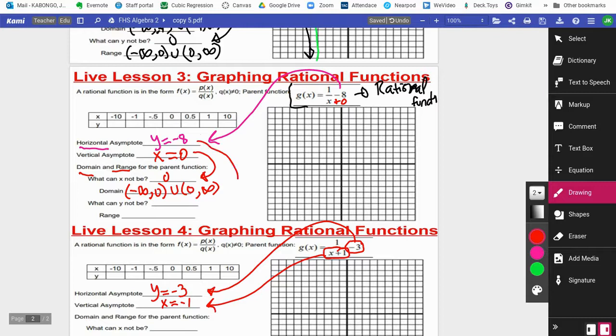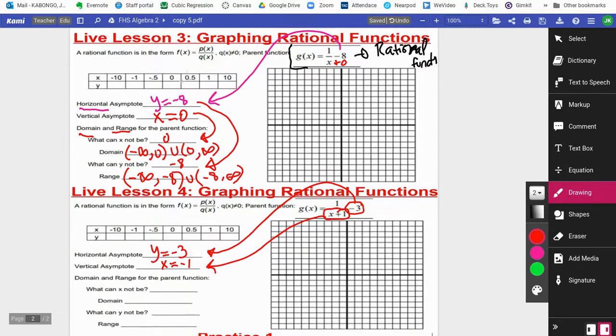For the y, it cannot be negative 8. It can be any number except negative 8. So start at the bottom, it hits negative 8, and it goes from negative 8 to infinity. Are y'all with me? All right, that's it.